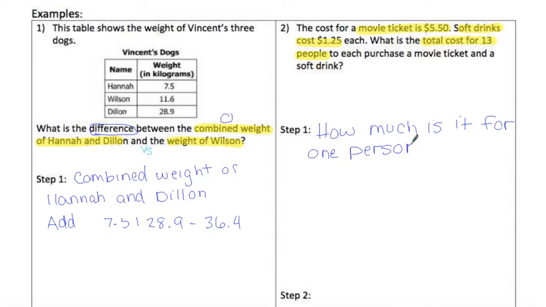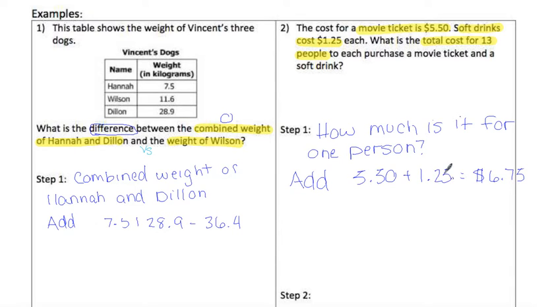And in order to figure out how much it is for one person, well, we're going to take the cost of the movie ticket and we're going to add it to the cost of the soda. So we have a movie ticket, which is $5.50, plus the soda, which is $1.25. And if I add those two together, I get $6.75.